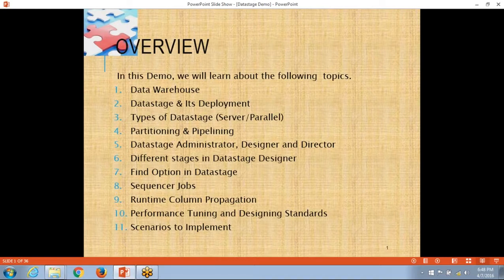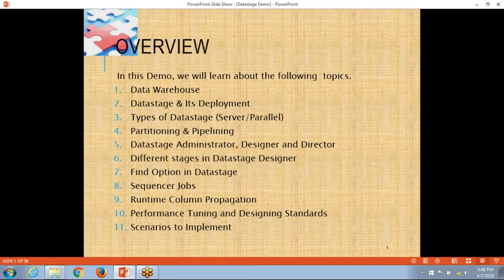And not only this, by now we might have designed at least 20-30 jobs, because we have to learn each and every stage. So I would have designed close to 30-40 jobs by now in front of you during the classes.